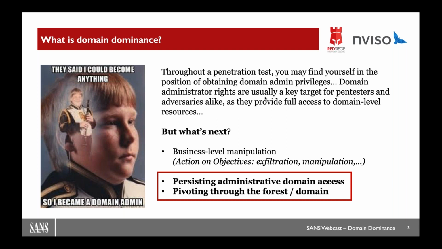Furthermore, they could use the domain admin level access that they've obtained to a certain domain to further pivot into other domains or even into other forests. So those are the topics that we will be discussing today. So very much a focus on the technical topics, less on business level manipulation. Why? Well, very simply put, because business level manipulation depends on the goal, on the objective, on the target environment. So let's get started.